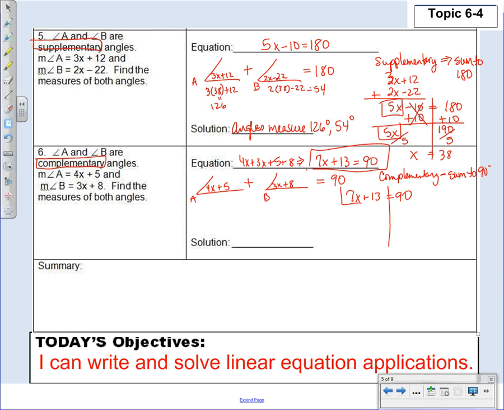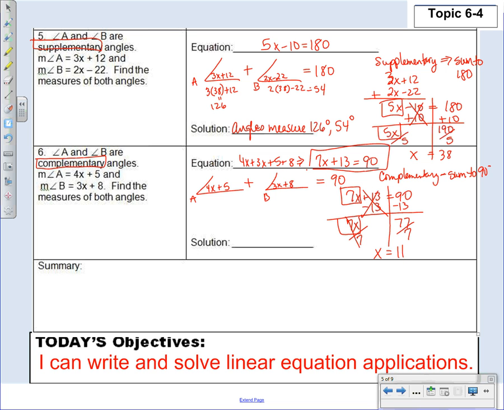Draw our line, box our variable. We're going to subtract 13 from both sides. We still have 7x in the box. Positive 13 minus 13 is 0. 90 minus 13 is 77. Get rid of the 7 that's in the box with the x, and the way we get rid of that is by division, because it's 7 times x, so we got to divide. 7's cancel each other out. We're left with x, and then 77 divided by 7 is 11.